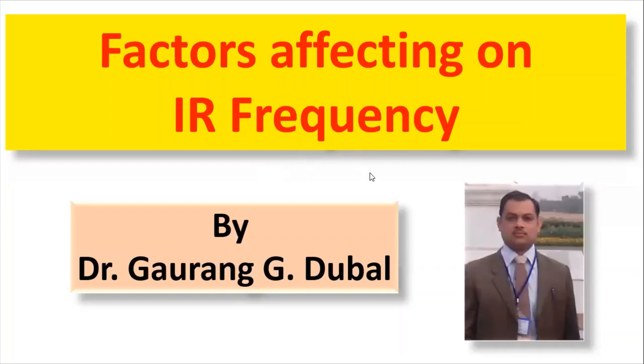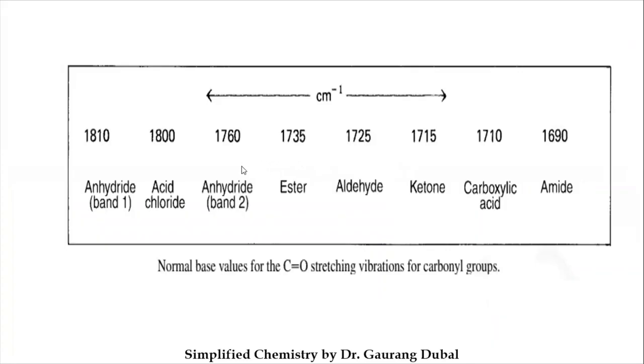Today we are going to learn about factors affecting higher frequency. Today's lecture is only and only focused on factors affecting higher frequency. These are the normal base values for the carbonyl group, C double bond O stretching vibrations, which we normally observe without any interference or any factor affecting it. So these are the normal basic values which we observe without any change.